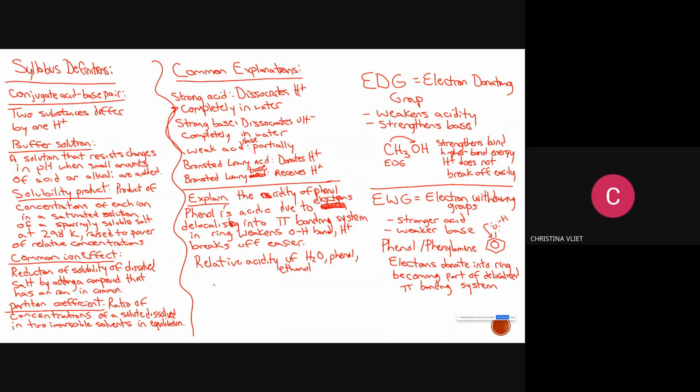From most to least. What's the most acidic to what's the least acidic? Water, phenol, ethanol. Yep. What's the most? It's phenol, water, ethanol.